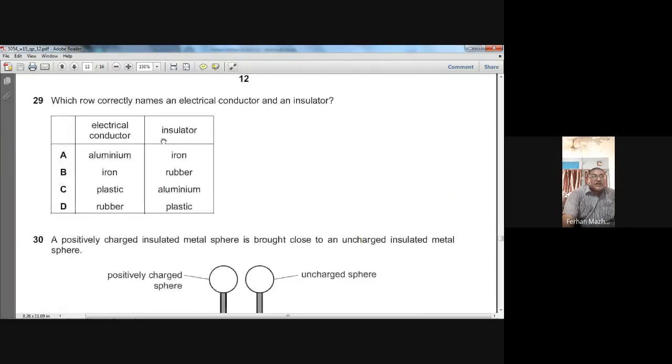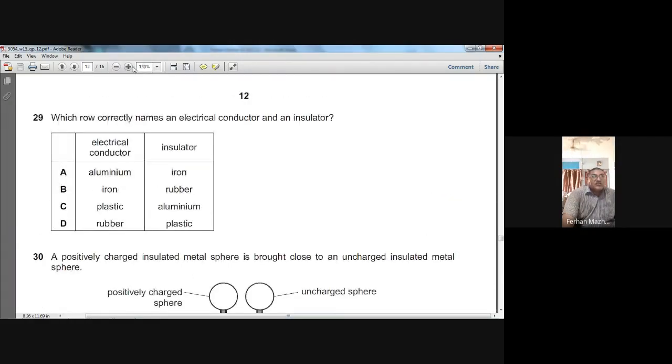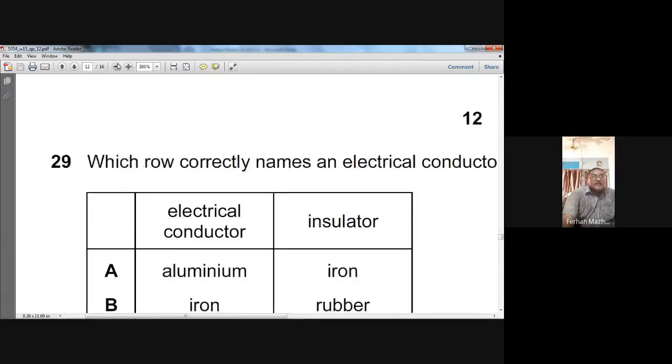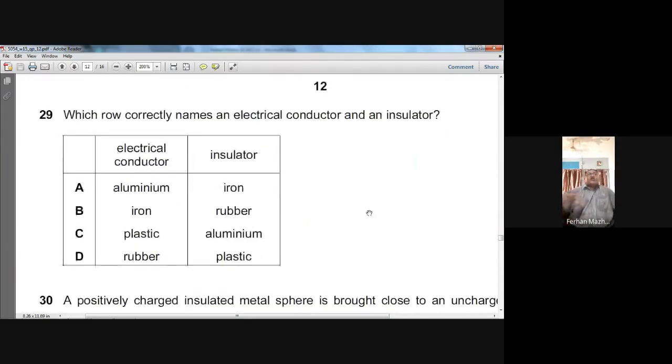Okay, we are moving to the next question. Question number 29 is on your screen. It says, which row correctly names an electric conductor and an insulator? Very simple question.